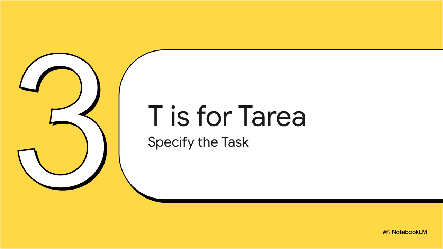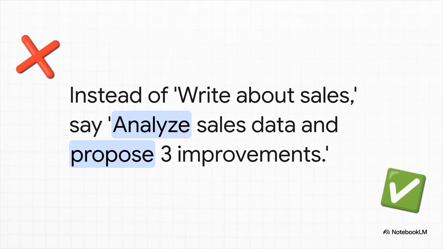Once the AI knows the purpose, the audience, and the message, it has the direction it needs to actually help you succeed. All right, on to step 3, T for Taria, or task. This is the part you're probably already doing. But the key here is to be so clear, so specific, that you leave zero room for misinterpretation. It has to be a clear, actionable command. The whole point here is to kill any ambiguity.